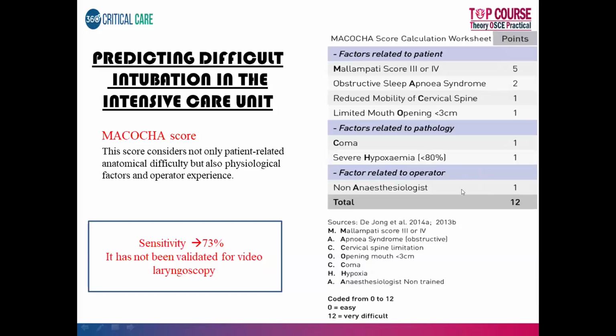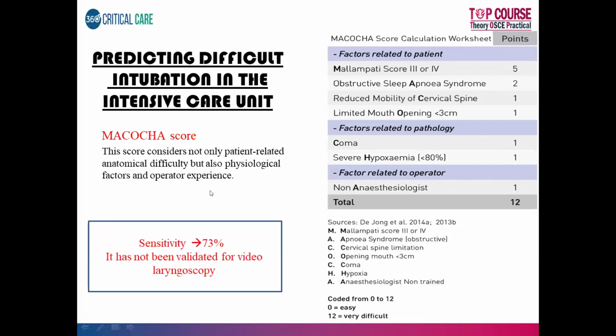Basically they have divided this into factors related to the patient, factors related to pathology, and factors related to the operator. So the total score is 12. 0 is an easy intubation, whereas 12 indicates very difficult intubation. The advantage of this score is that it not only involves the patient-related anatomical difficulty factors, but also includes the physiological factors as well as the operator's experience. The sensitivity of this test is around 73%.